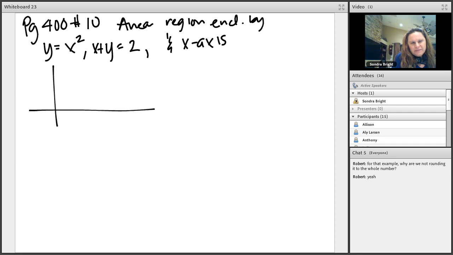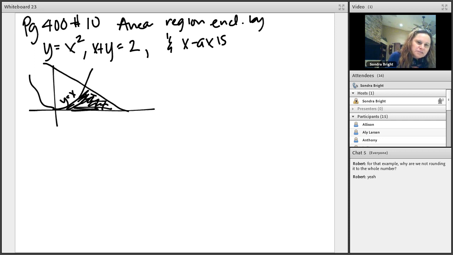it looks like that. And then y equals negative x plus 2 is going to look something like that, and then the x-axis. And so you're looking for this area here. That's the area enclosed by all three of them. All right, so there's actually two ways to do this. Here's y equals x squared, and I solved for y equals negative x plus 2, that straight line.